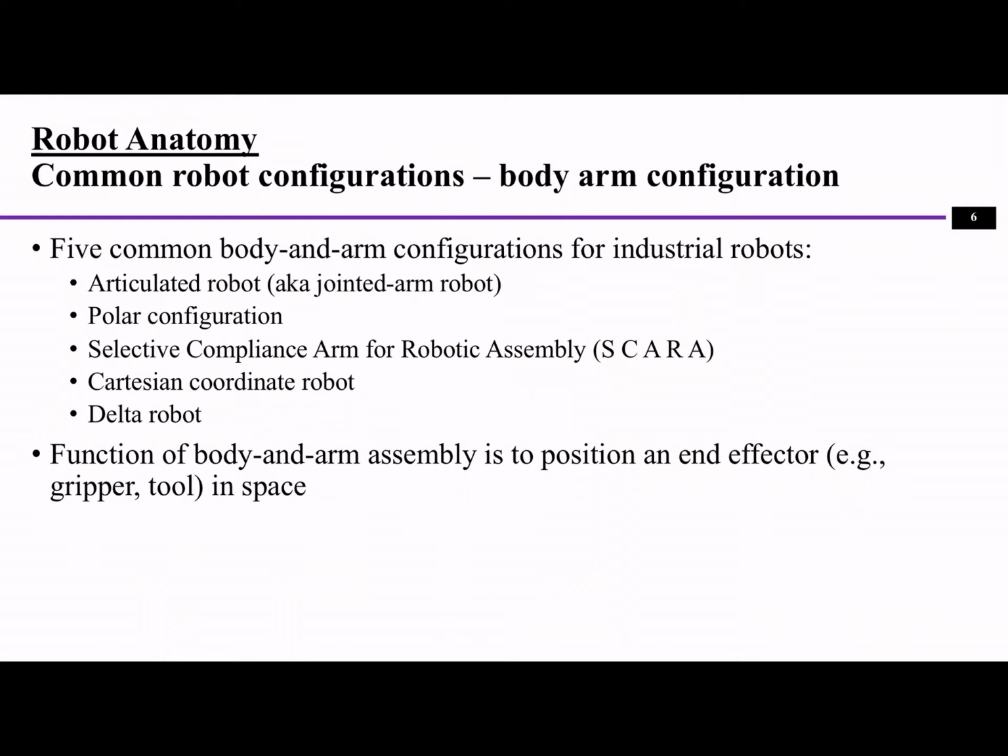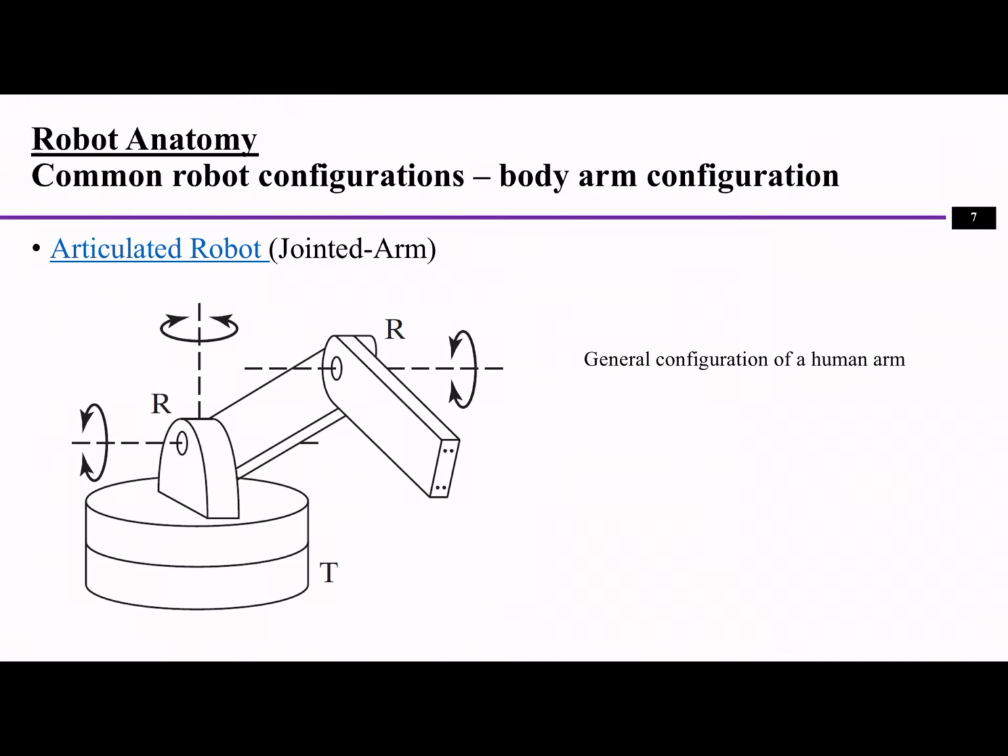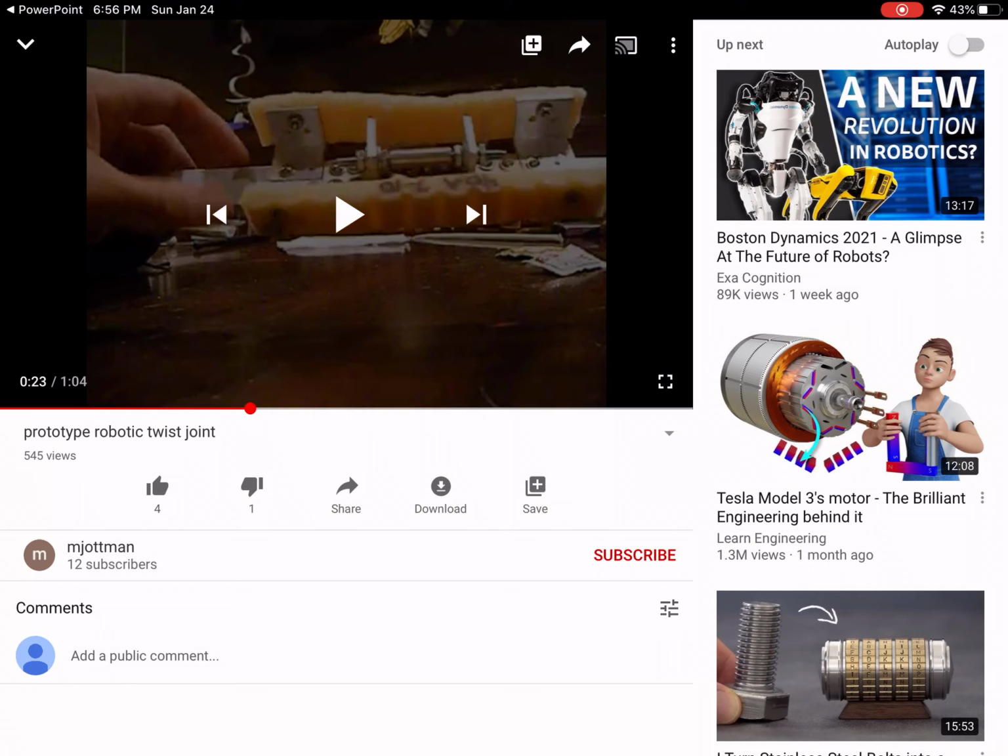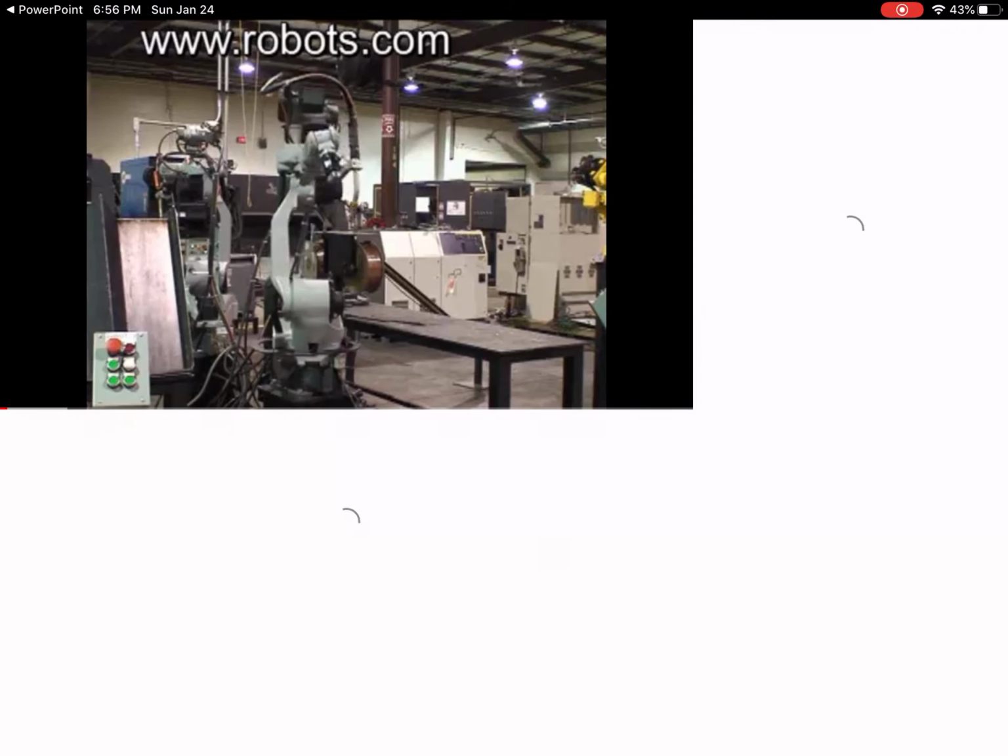Based on the application and also the function of the robots, there are many different body-arm configurations. Typically there are 5 common ones. We're going to look at each one of those. And the first one is the articulated robot. We have seen that in the prior video. Now let's take a look at it again.